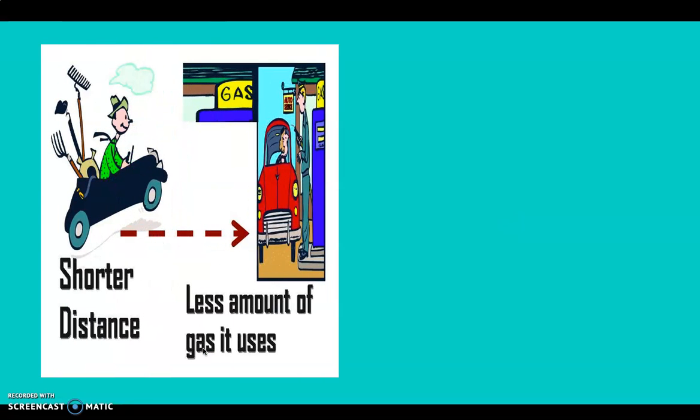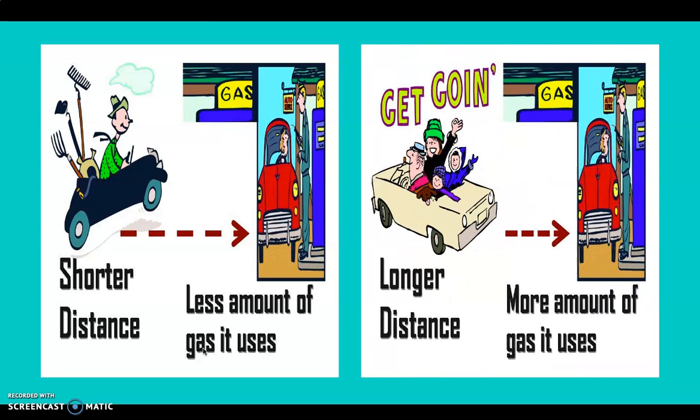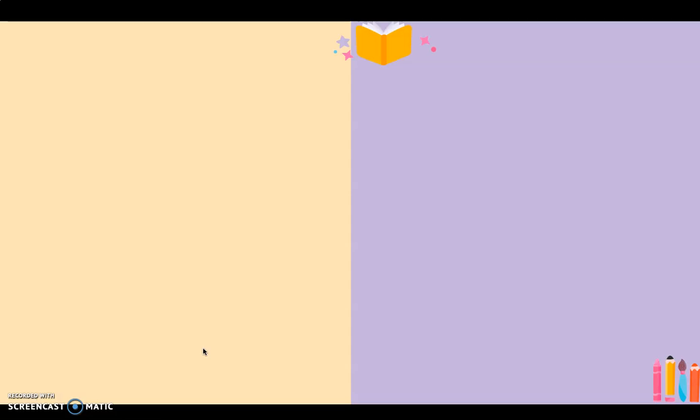So of course, if it is a shorter distance, less amount of gas it uses. And if it is a longer distance, more amount of gas it uses. It's an example of a direct proportion.